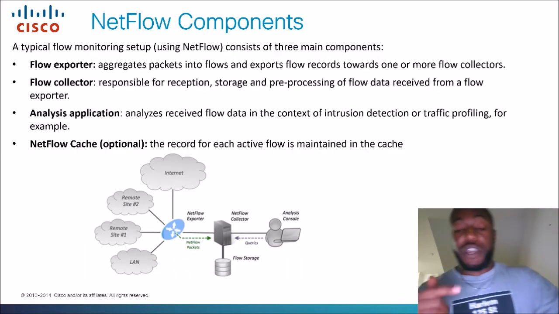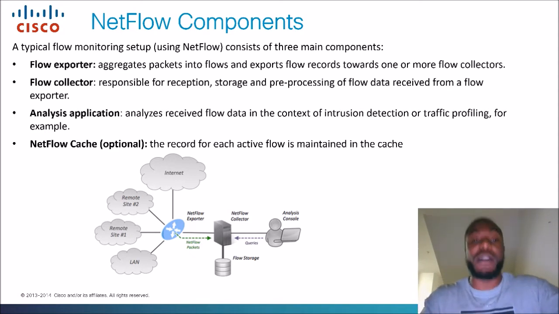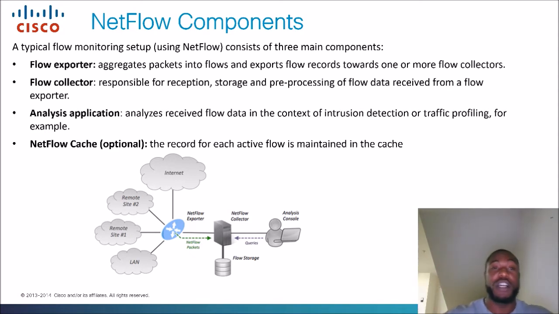Before we talk about the configuration of NetFlow, let's talk about the components of a typical NetFlow architecture. A typical flow monitoring setup using NetFlow consists of three main components. The fourth one is optional, so that's why we say three. We have the flow exporter, which will basically be your router. That will be the device that is exporting the NetFlow information. Then you have the collector, which is responsible for reception, storage, and pre-processing of flow data received from a flow exporter.